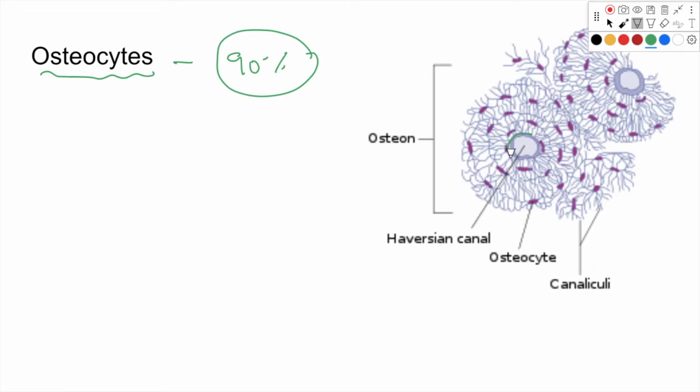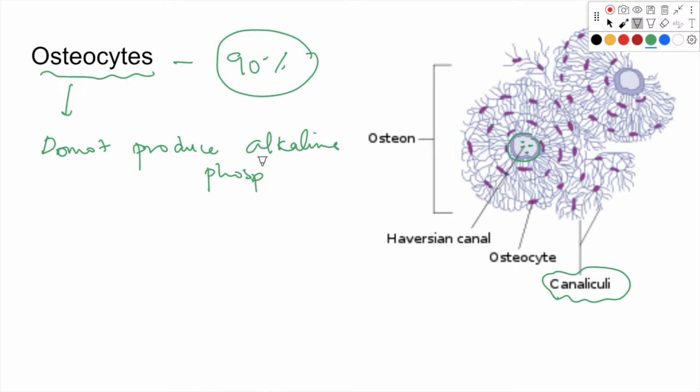So the Haversian canal is a central canal through which the arteries, nerves, and vessels pass through. Then you have the lamellar structure around it in a concentric fashion, which have embedded osteocytes in them. The osteocytes communicate to each other through the canaliculi, and osteocytes maintain the function of the bone. However, they do not play a major role either in bone formation or resorption. The major difference between osteoblast and osteocyte is that osteocytes do not produce alkaline phosphatase.